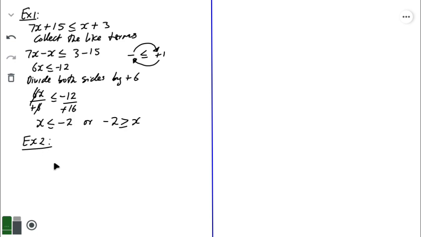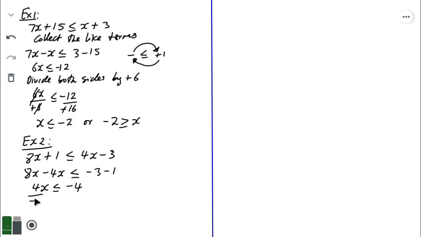Now let's continue with the second example. Example 2 says that we should find the value of x given that 8x plus 1 is less than or equals to 4x minus 3. Now, we're going to do the same thing here by collecting the like terms. We have 8x minus 4x less than or equals to minus 3 minus 1. We're going to be having 4x to be less than or equals to minus 4.